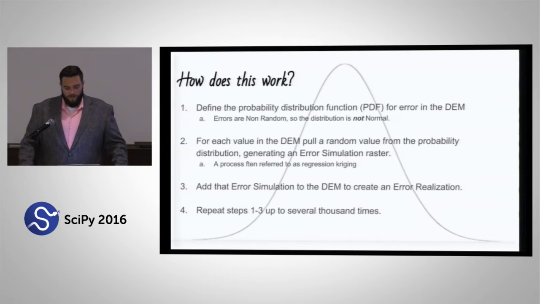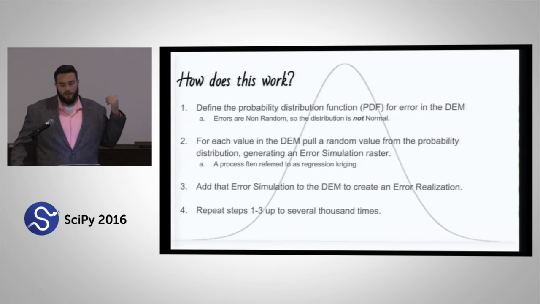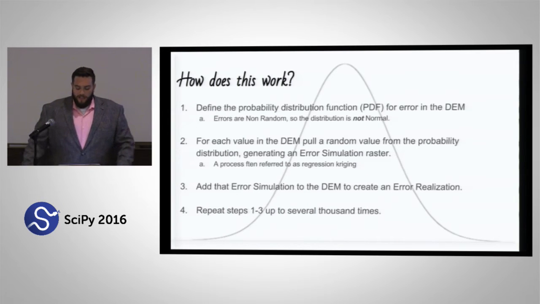This is just a quick overview of how it works if you're not familiar with conditional stochastic simulation, like I wasn't. Basically, we have a probability distribution function that determines the range of error. And these errors are non-random, so ignore my perfect bell curve in the background, because that's not actually what the curve looks like. I just wanted a curve. For each value in the DEM, we pull a random value from that PDF and use it to create a new raster, generating what's called an error simulation through a process commonly referred to as regression kriging.